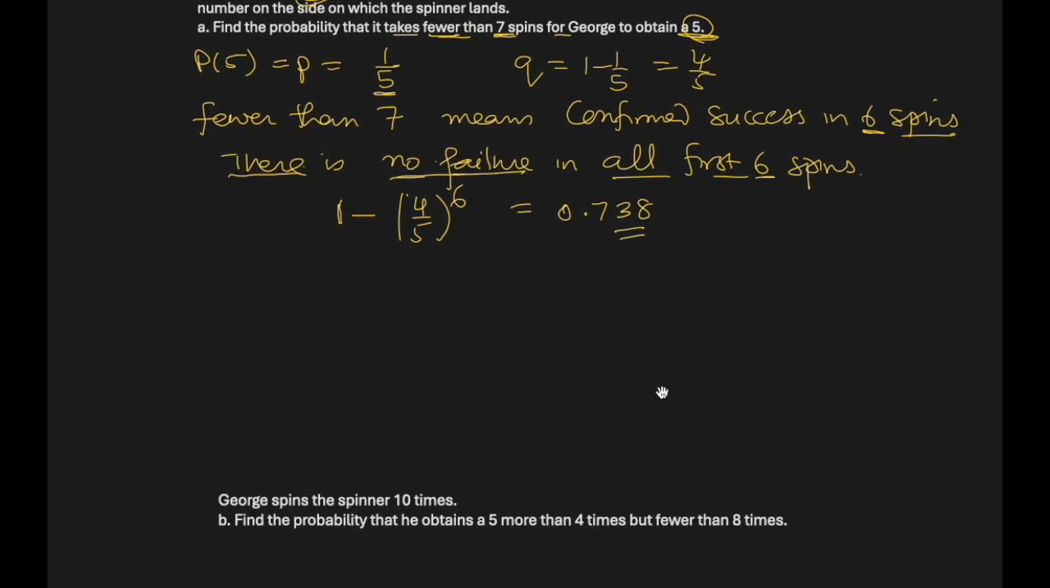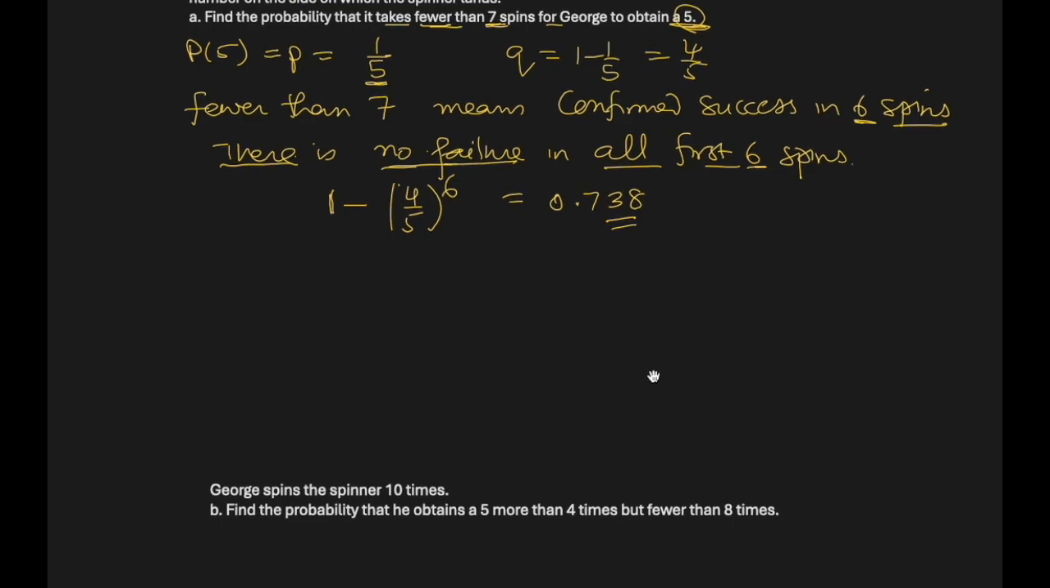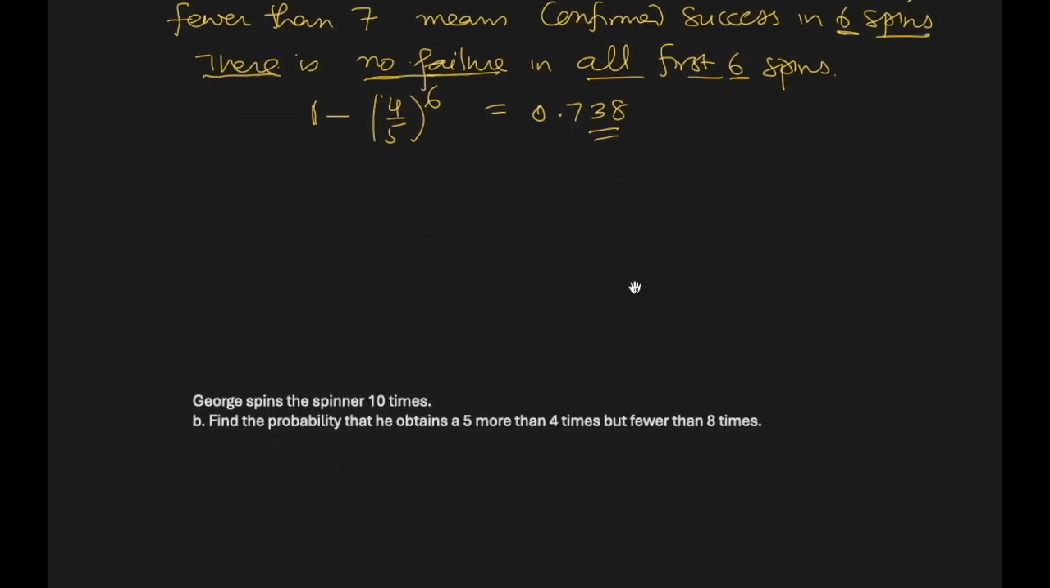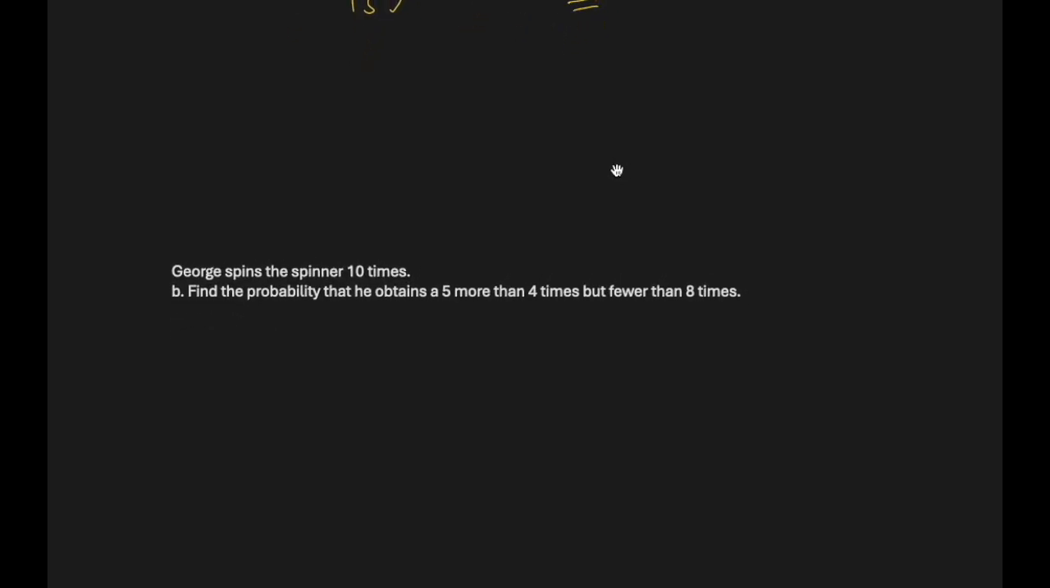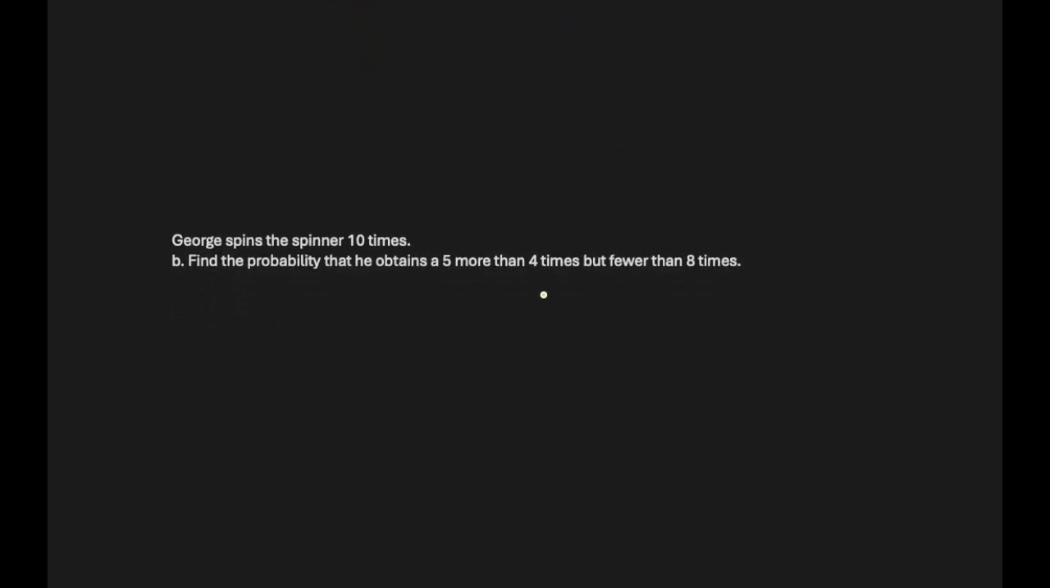Okay. George spins the spinner 10 times now. It's fixed, 10 times. Find the probability that he obtains 5 more than 4 times but fewer than 8 times. That means, again, the probability of success p is 1/5. Probability of failure is 4/5. But now our number of attempts is fixed. Earlier there was just a statement that you get success before 7. Now we have confirmed that 10 attempts were made.